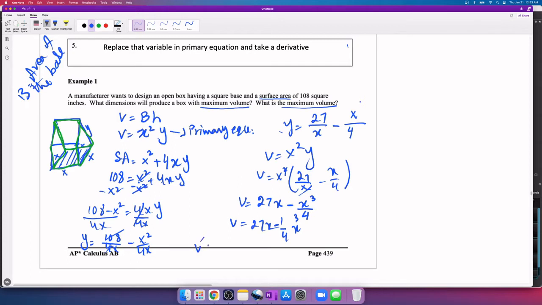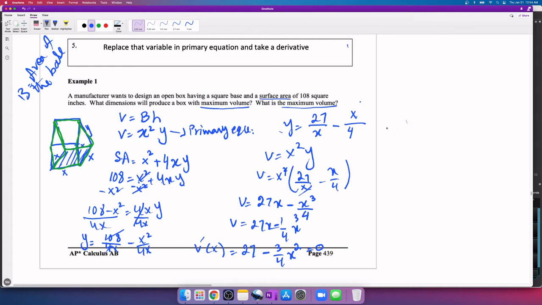So I'm going to take V prime of x equals, the derivative of 27x is 27, minus 3 jumps to the front. So I got 3/4 x, 3 subtract 1 is going to give me 2. So this is what I got. Now you're going to make this equal 0, and then we will get the x by itself. Once we get the x by itself, then they are asking for the dimensions. What is the maximum volume and what dimensions will produce it. So the x is one dimension, then we have to find the y dimension. That's one part of the question. Then we're going to figure out the volume when we get the x and y both. So get the x by itself.